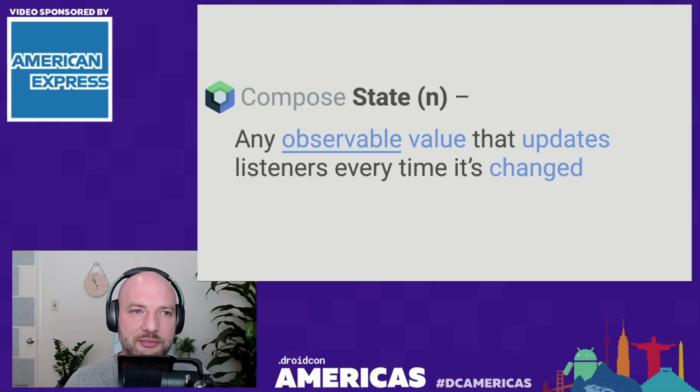So live data is an example of observable. A state flow is an example of an observable. There's a lot of different observables. You can code them yourself if you want to. But the key idea is that anyone can register for changes on this observable object.